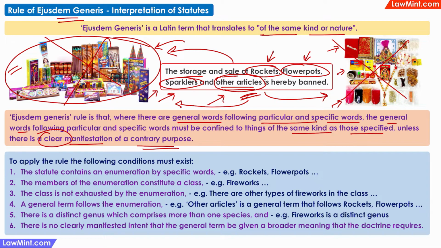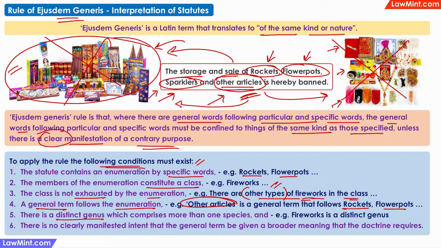To apply the rule of Ejusdem generis, the following conditions must exist. The statute must have some specific words like rocket, flower pot. The members of the enumeration, that is, the specific words, constitute a class, like fireworks. The class is not exhausted by the enumeration, that is, there should be other items in that class, apart from what are listed in the statute, like there are several other types of fireworks, other than rockets, flower pots and sparklers. A general term must follow the enumeration or the list of specific words, like here, other articles is a general term that follows the specific words.